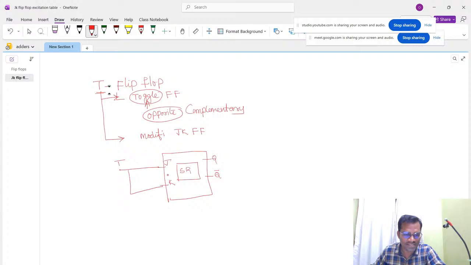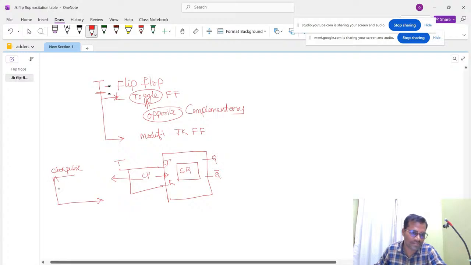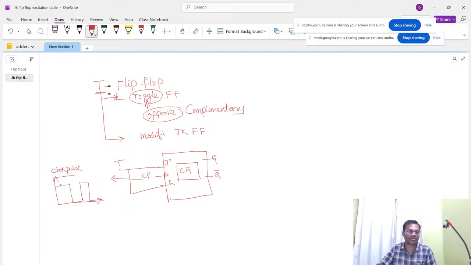When this flip flop has to work, we give a signal called CP, which is nothing but a clock pulse. Whenever the T flip flop has to work, the signal goes 0, 1, 0, 1. These signals are called the clock pulse. If you give this clock pulse to the flip flops, they will work. If you don't give it, they will be off. At one point they will be on, at another point they will be off.